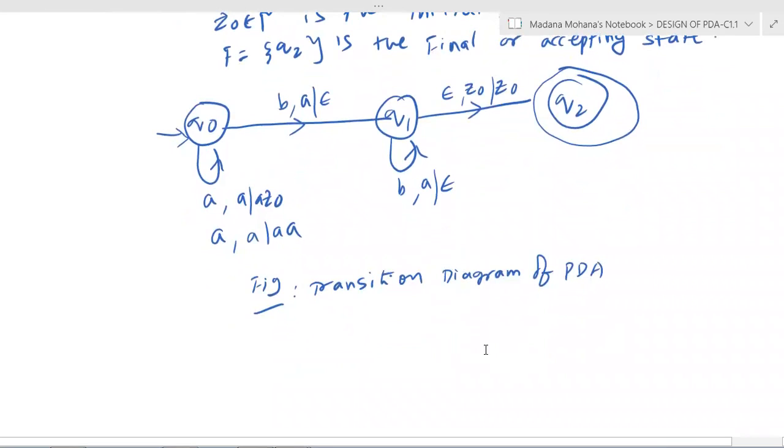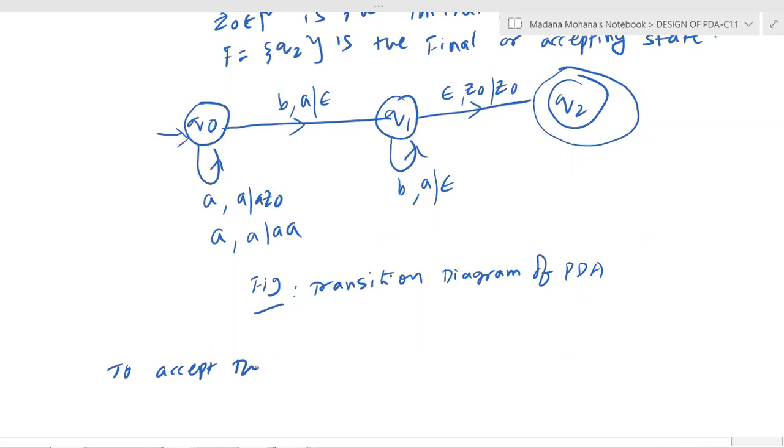Now here you can verify whether your PDA is correct or not. It's a very important step. You can take any one string, then you can check the acceptance. So the PDA we obtained contains a final state, so it is accepted by final state. So let us take one string.